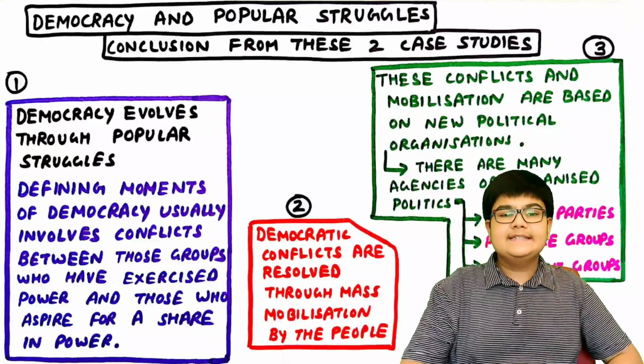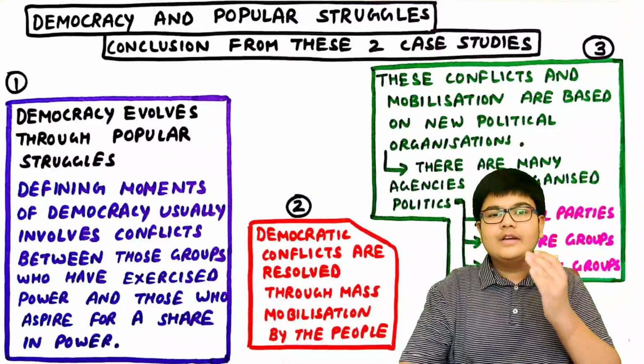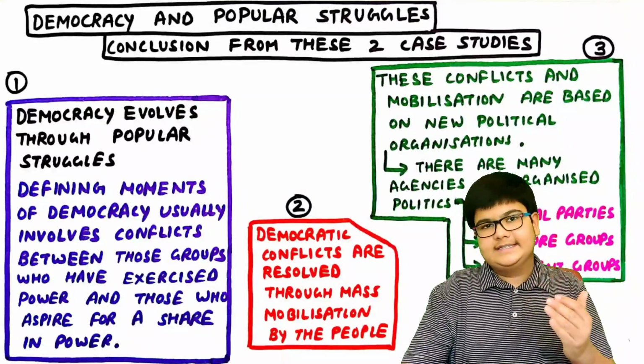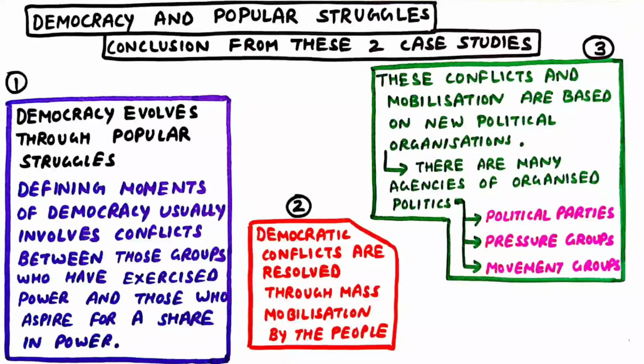So on this basis, we can draw the following conclusions from both these case studies. First, democracy evolves through popular struggles. Defining moments of democracy usually involve conflicts between those groups who have exercised power and those who aspire for a share in power. Democratic conflict is resolved through mass mobilization by the people.